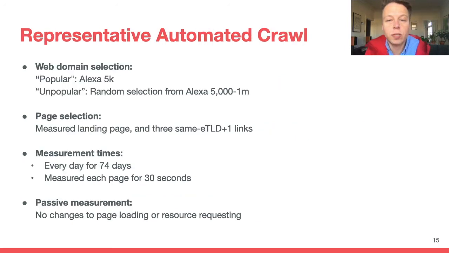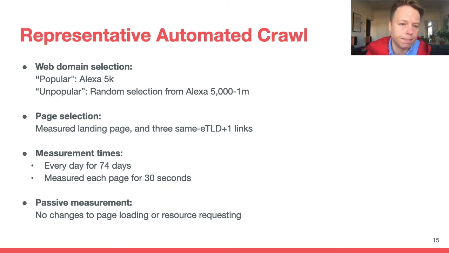Once we instrumented the browser, we needed to figure out what web pages to set it on and how to understand the web in general, how to build a representative crawl. To do so, we selected 10,000 domains. These were the 5,000 most popular sites in the Alexa popularity rankings. And then we also selected another 5,000 origins from Alexa to represent unpopular sites, randomly from Alexa ranks 5,001 to 1 million. So we have a popular list, 1 through 5,000, and an unpopular list, 5,000 sites between 5,000 and 1 million.